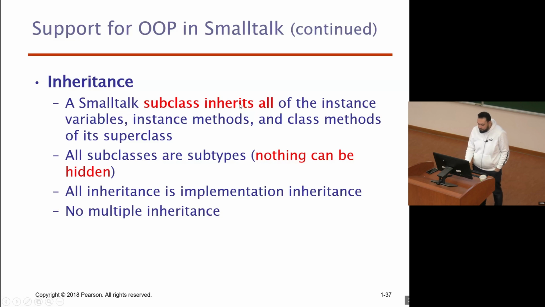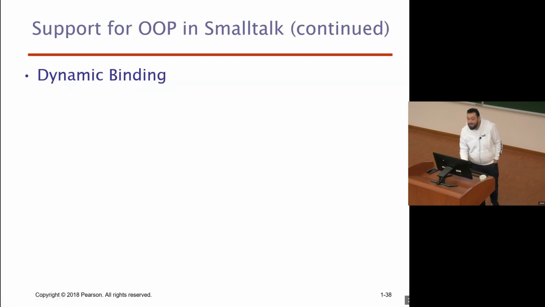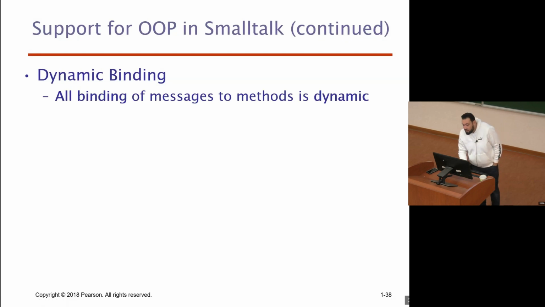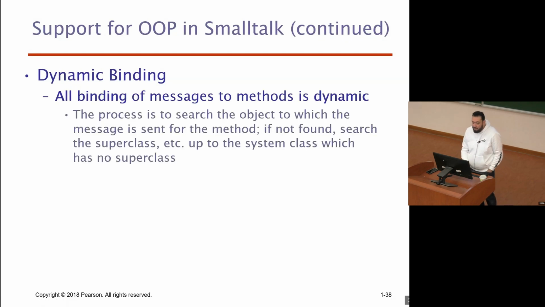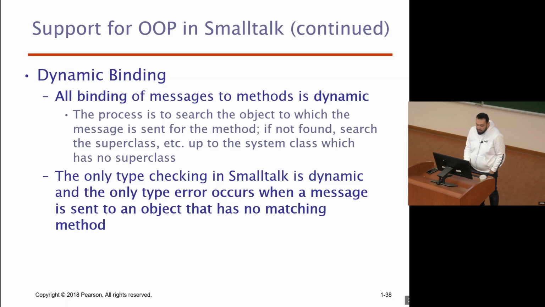Subclass inherits all. Now, what about the dynamic binding? All binding of messages to methods is dynamic, and the only type checking in Smalltalk is dynamic, and the only type error occurs when a message is sent to an object that has no matching methods.